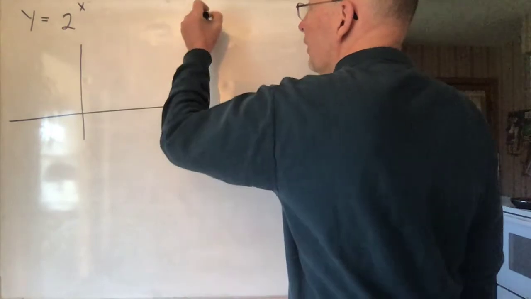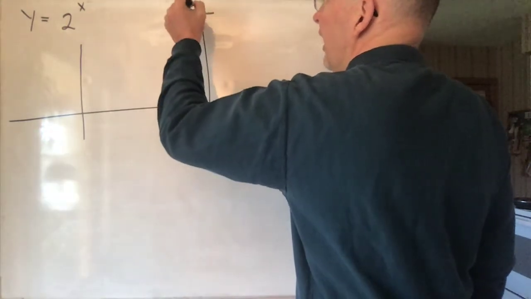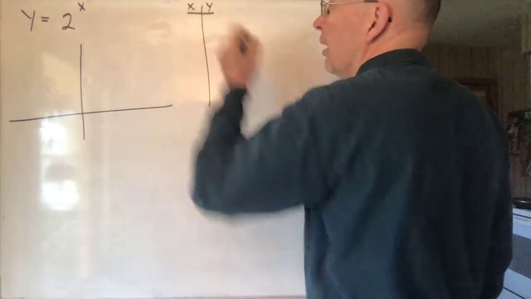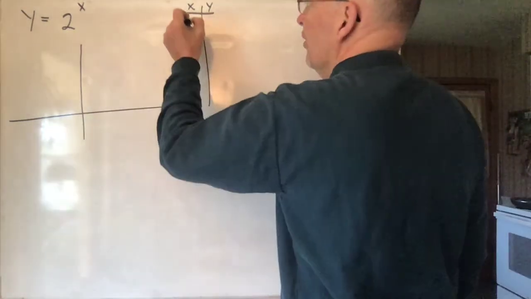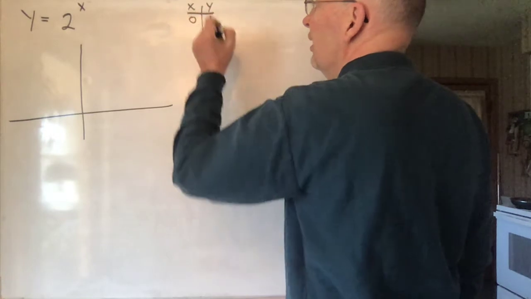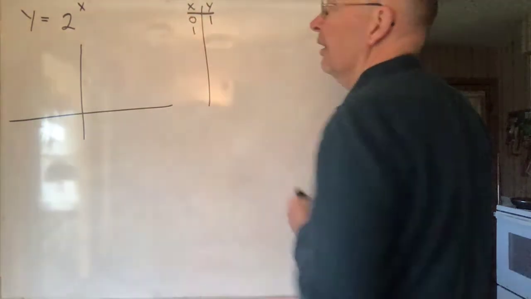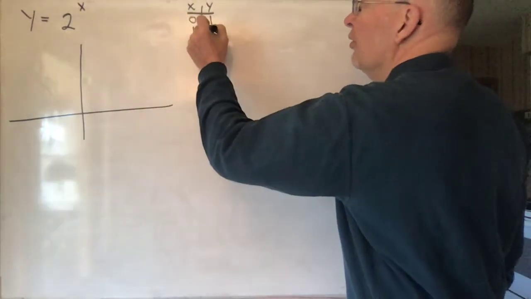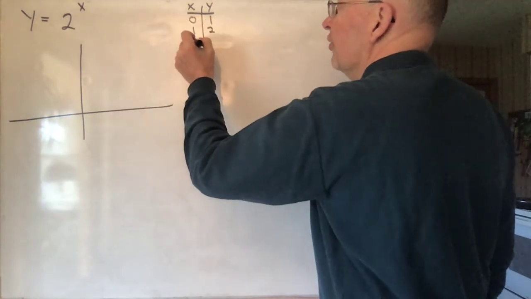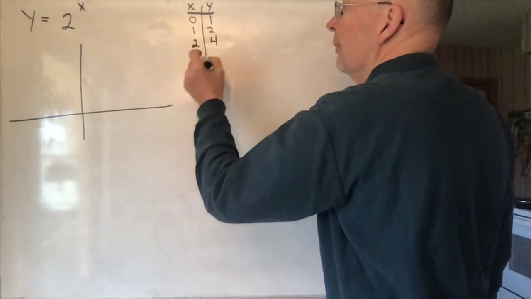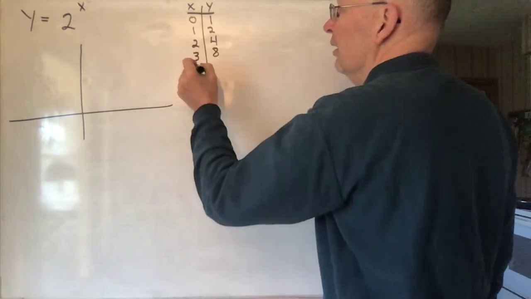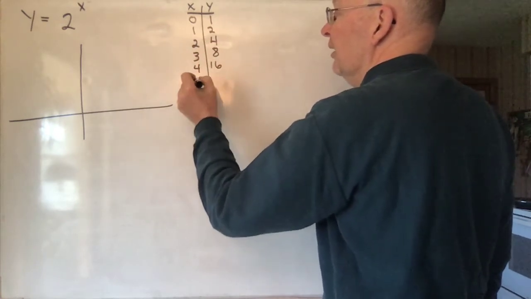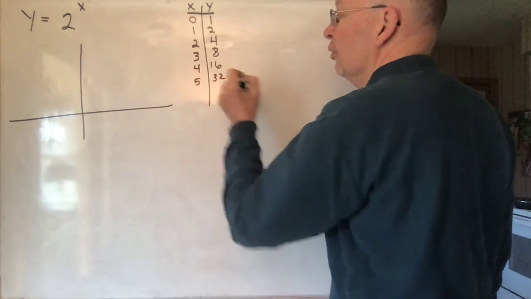We'll make a table over here. If x is 0, then anything to the 0 power is 1. So we're going to have 0, 1. If x is 1, then 2 to the first power, of course, is 2. If x is 2, 2 squared is 4. X is 3, 2 to the third power is 8. 4, 16, 5, 32, and so on.